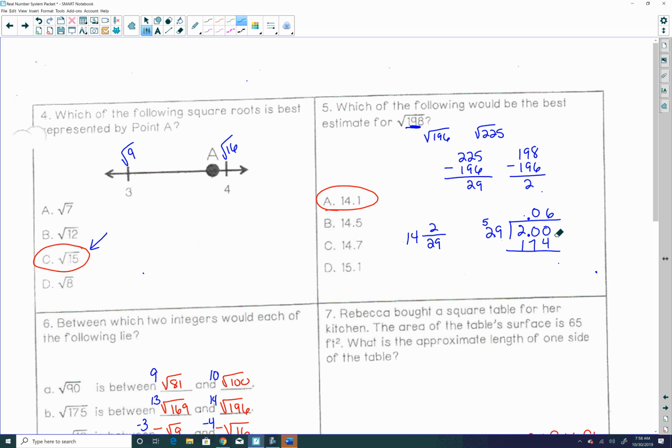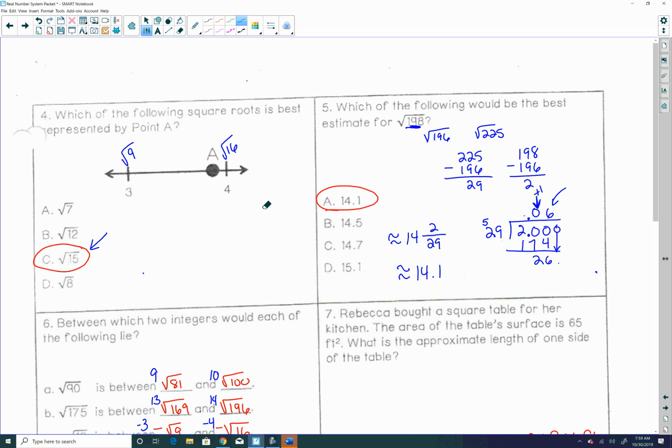200 minus 174 is going to be 26. I could put another 0 and bring it down, but I actually have enough information to solve my answer because I've gone to 2 decimal places here, and because this decimal place is greater than 5, it is going to be bumped up by 1. So my answer is approximately 14.1 rounded. Out of all of the choices that are here, this one is the one that makes the most sense.